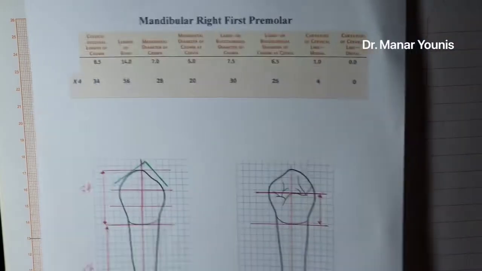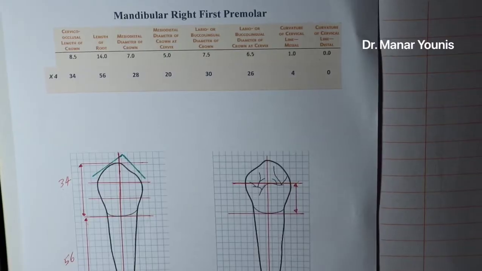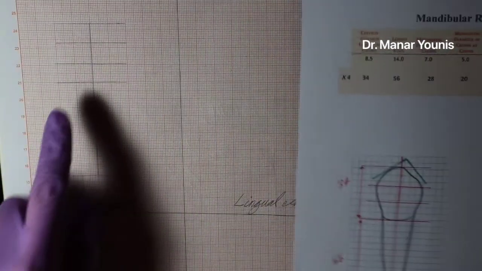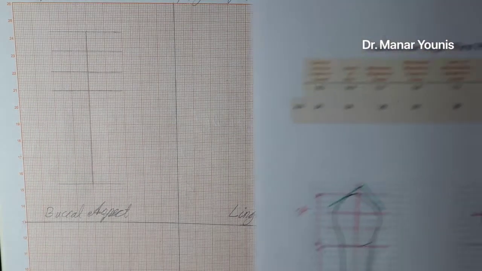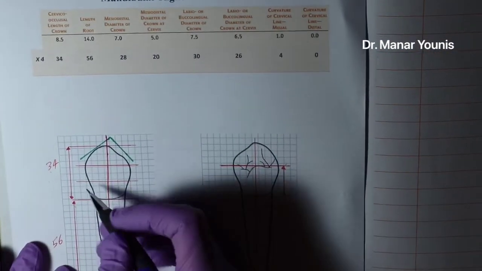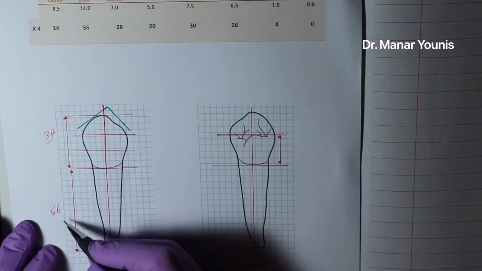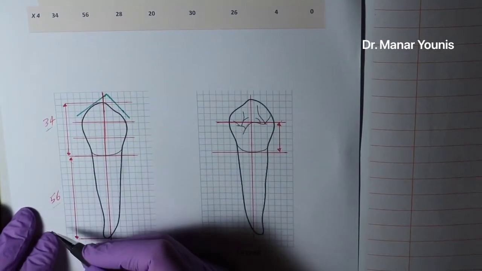Drawing mandibular right first premolar. In drawing mandibular teeth, the outline of the crown will be drawn upward while the outline of the root will be downward. The total length of the crown is 34, the total length of the root is 56.